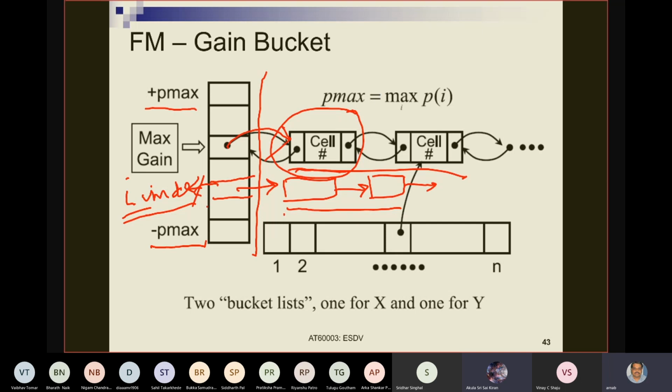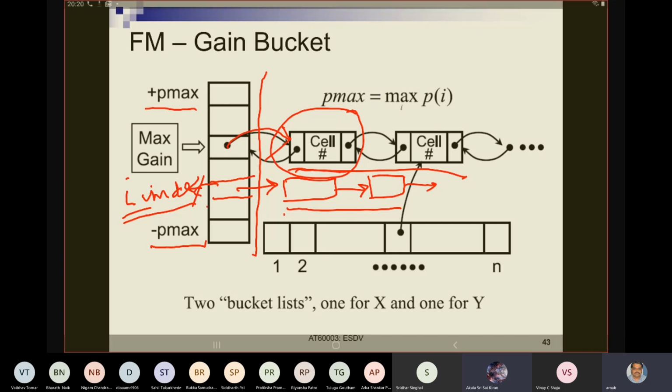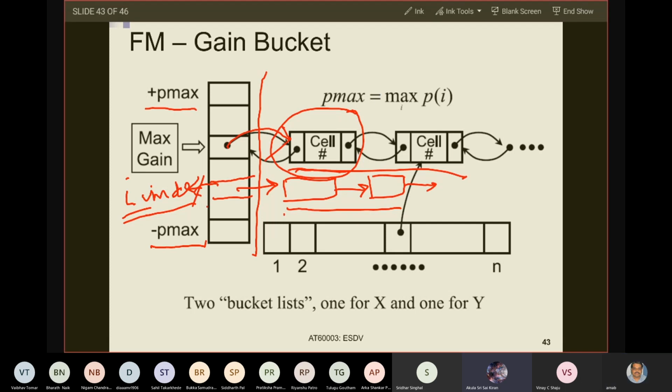Sir, any example, like a complete example, so that we can get a complete idea of it? The example I gave last day.